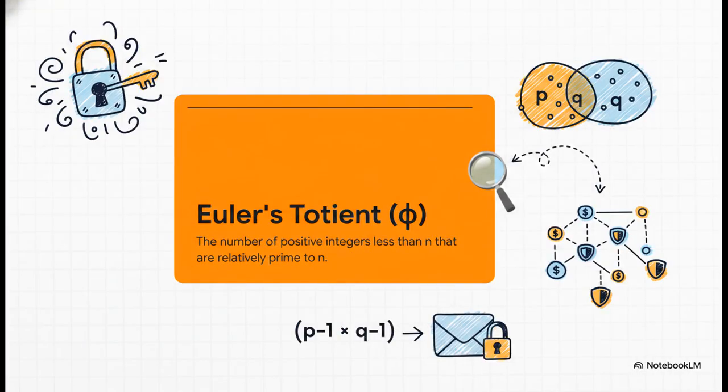Second is Euler's totient function, which is vital because it determines the number of relatively prime integers. If you have a composite number n made of two primes, p and q, the totient is simply p minus 1 times q minus 1. So for example, if your primes are 3 and 5, your totient is just 2 times 4, which is 8. This very specific mathematical trick is the direct, foundational bedrock of the RSA encryption that secures the modern internet.